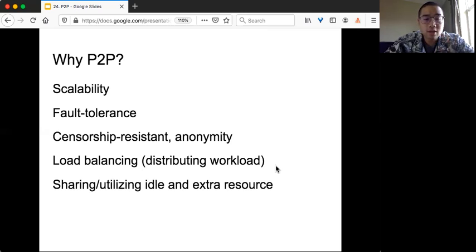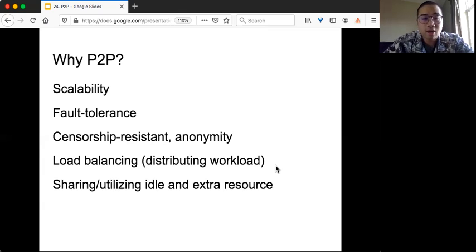Because of the scalability, you have many participants, servers, replicas or clients, so the system should be highly fault tolerant. Ideally, if half of the servers crash or become malicious, you should still be able to ensure that certain functions and certain properties are maintained.